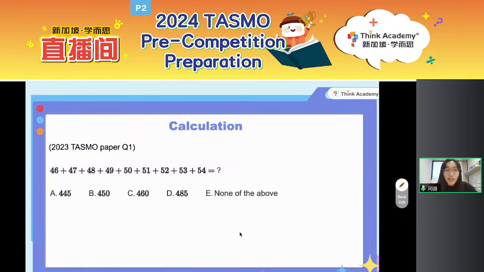Okay, let me show you more. This is question 1 in the 2023 TASMO paper. Here, look. 46 plus 47 plus 48 plus 49 plus 50 plus 51 plus 52 plus 53 plus 54 equals. Again, I give you 10 seconds. Ready? 10, 9, 8, 7. So hard? No, not hard. 5, 4, 3, 2, 1. Wow, some of you are guessing, guessing E and then D and then C and then B and then A. You can only choose one. Okay, only one answer.